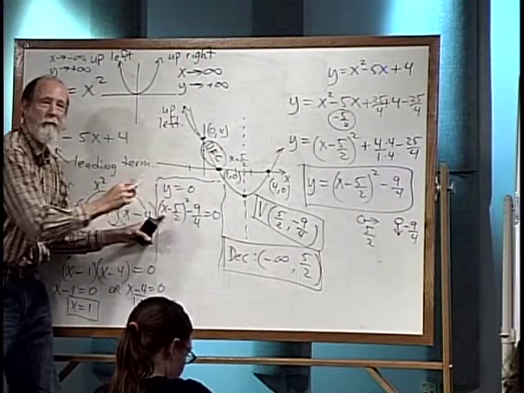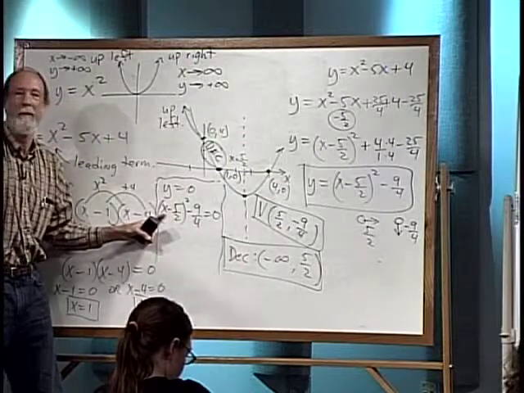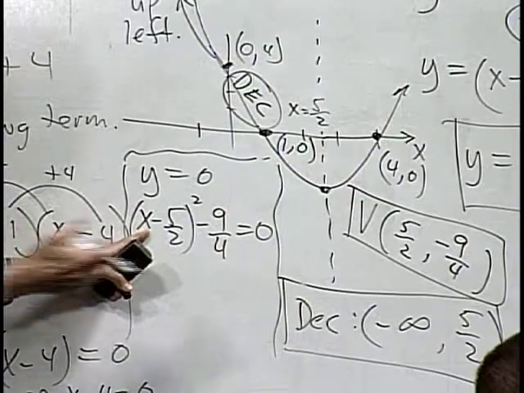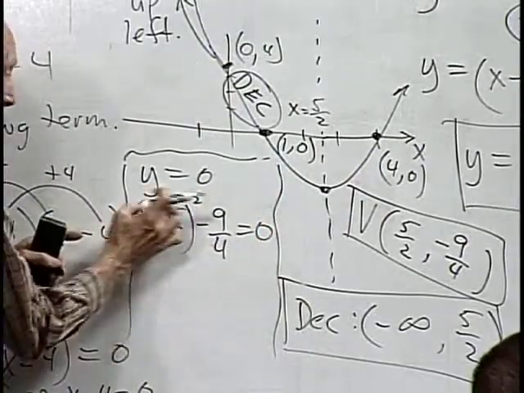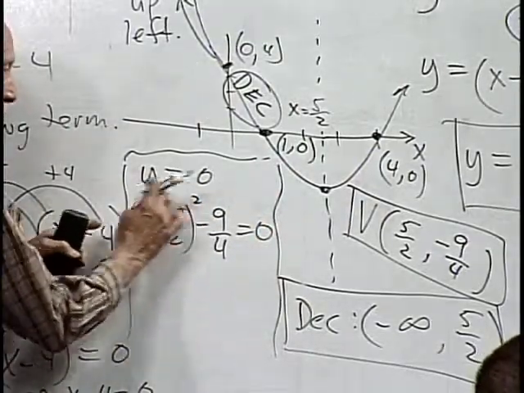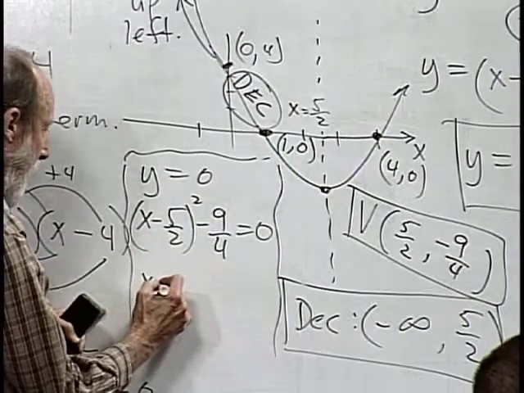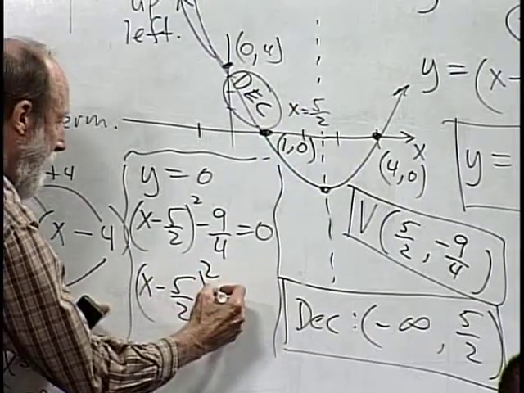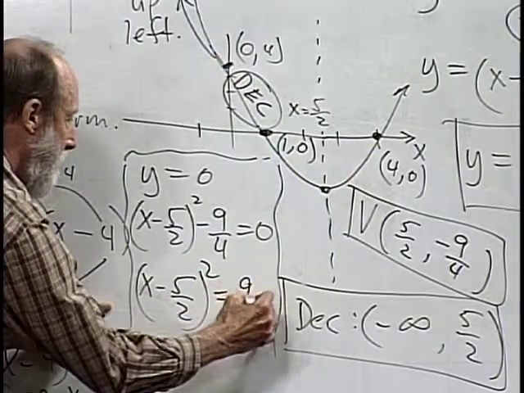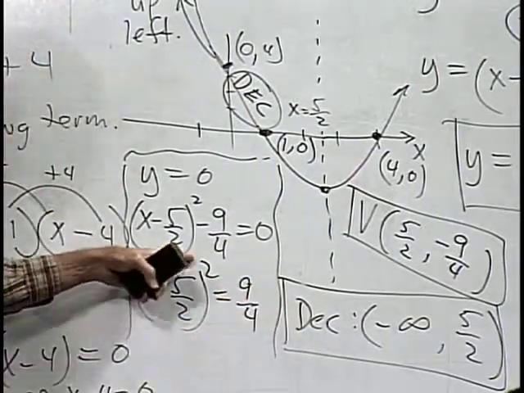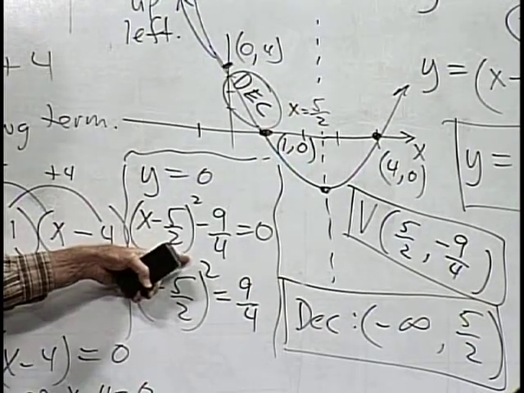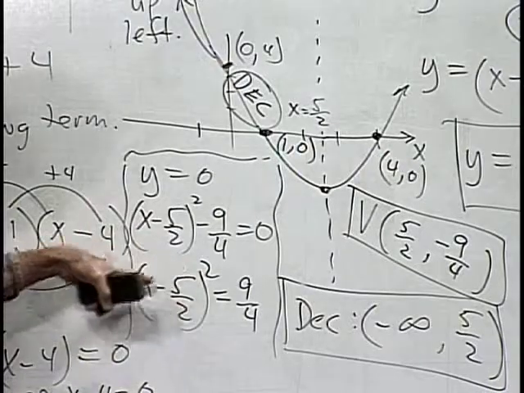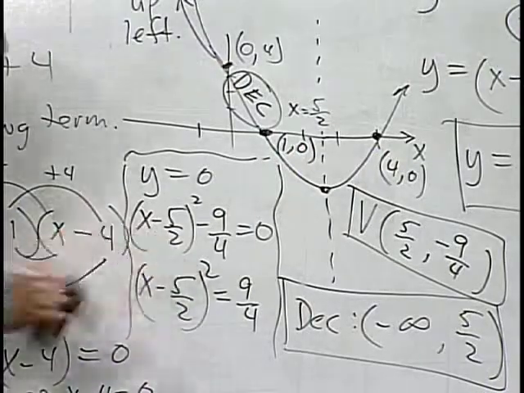So suggestions from somebody in the middle row or two? Move the 9/4 to the other side. In other words, isolate this expression that has our unknown. That's usually a good strategy in math: isolate the unknown as much as you can. And then, as you just said, square root both sides, because that releases this x. It gets it out from underneath the square if you square root both sides.